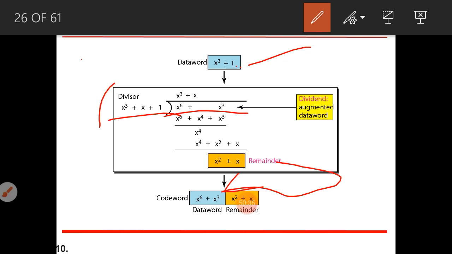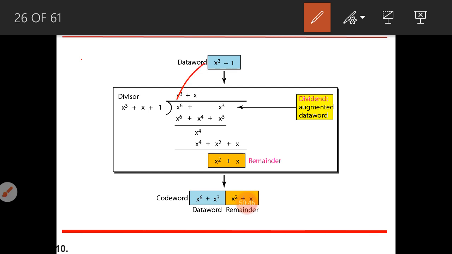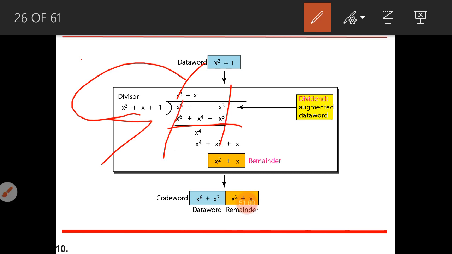First we need to divide the first term of the dividend by the first term of the divisor. Whatever result we get, we use as the first quotient. We multiply that quotient with the divisor, and we get x raised to 6 plus x raised to 4 plus x raised to 3, and here you need to remove the similar terms. I will get the x raised to 4.